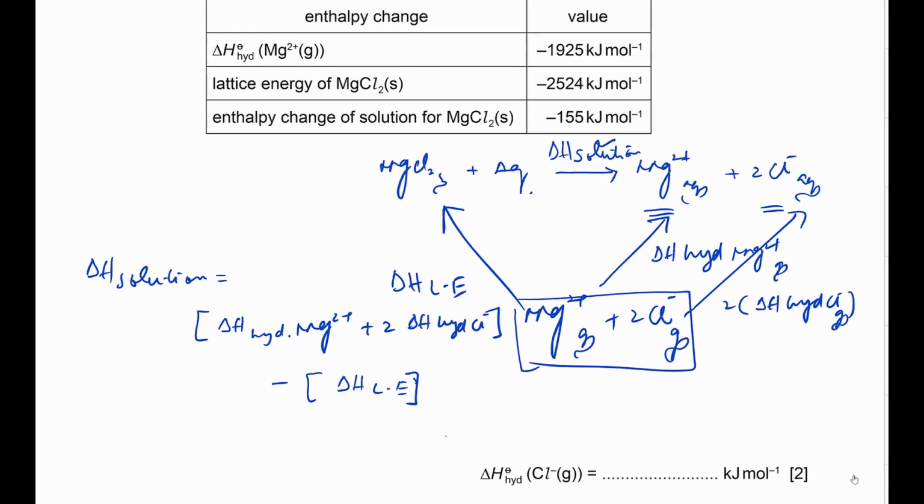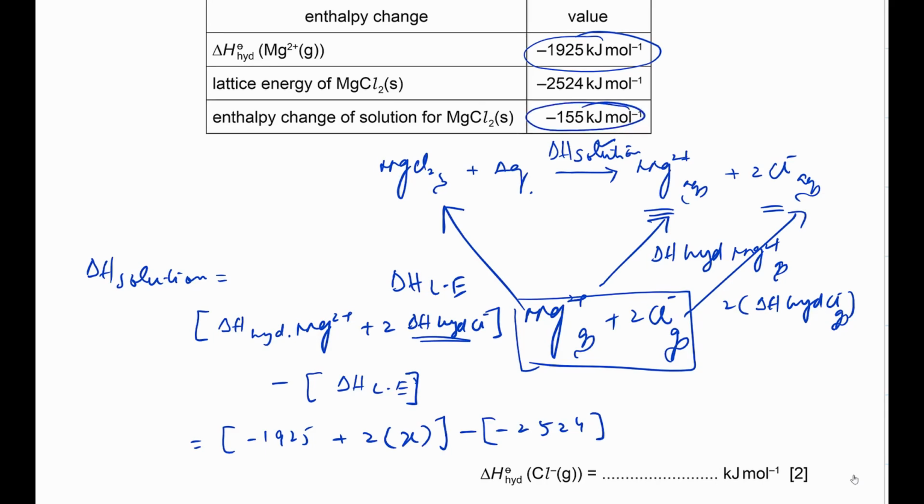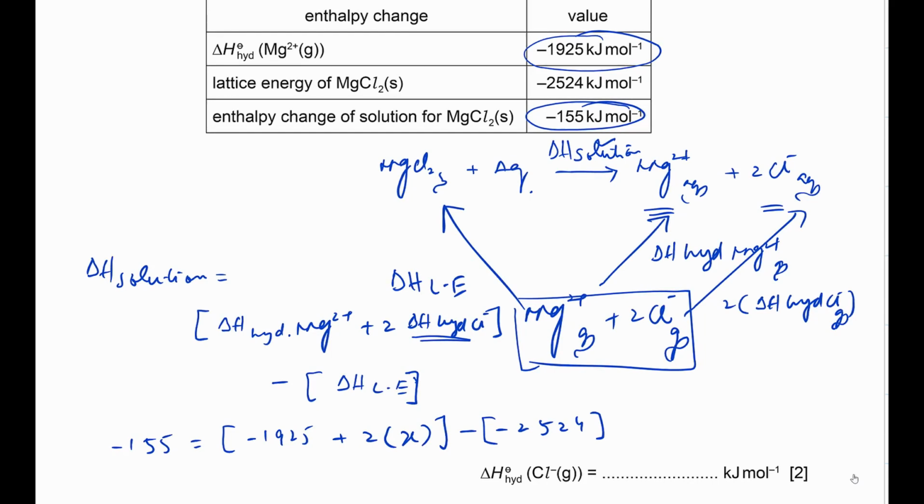In this case, the enthalpy of hydration of the magnesium gaseous ion is minus 1925, plus 2 into, let's suppose the enthalpy of hydration of the Cl negative ion gaseous is equal to X, minus the enthalpy of the lattice energy, that is equal to minus 2524 kilojoules. And the enthalpy of solution in this case is given, minus 155. So we can solve this equation and find the answer of X. In this case, the answer of X is equal to minus 377.